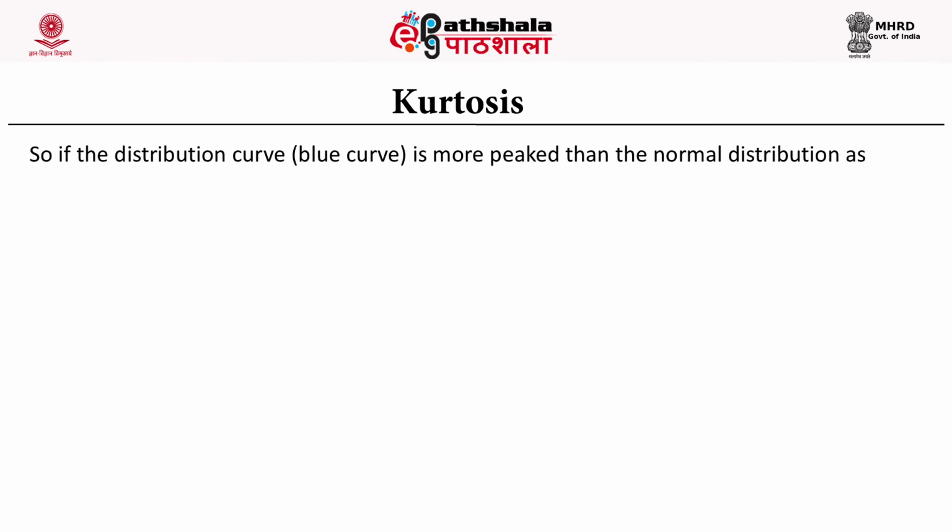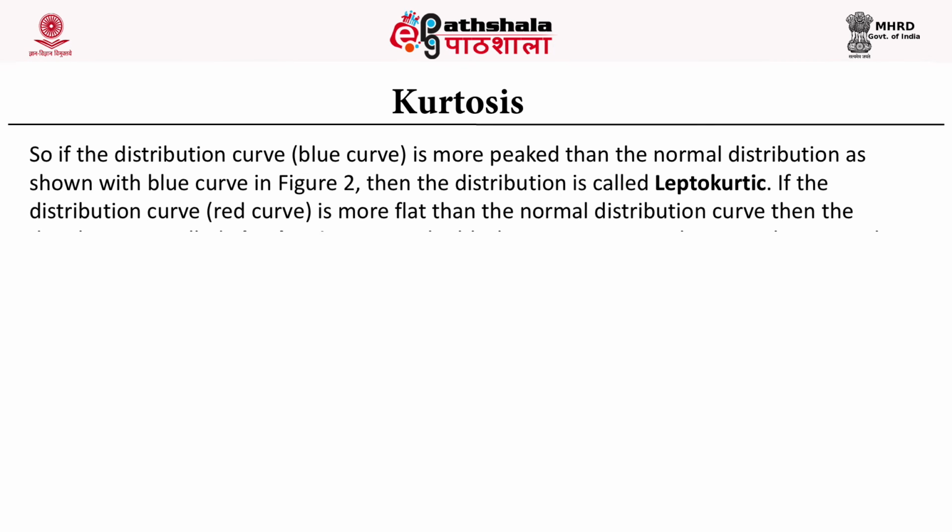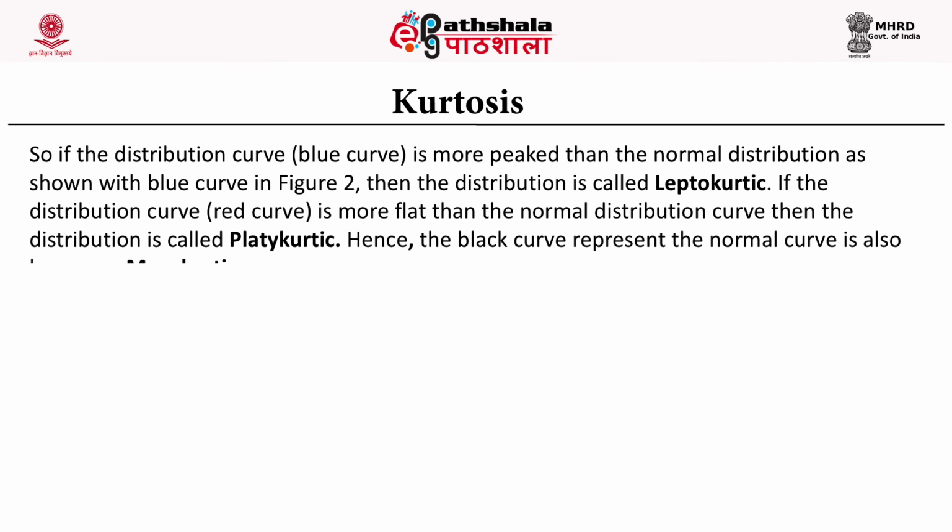So we will discuss what is leptokurtic, platykurtic and mesokurtic. If the distribution curve is more peaked than the normal distribution, as shown with the blue curve in figure 2, then the distribution is called leptokurtic. If the distribution curve is flatter than the normal distribution curve, then the distribution is called platykurtic. Hence the black curve, which represents the normal curve, is called mesokurtic.